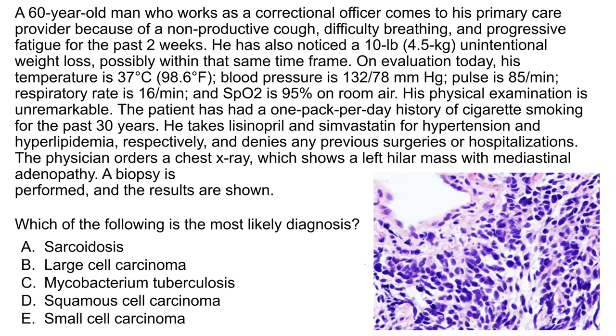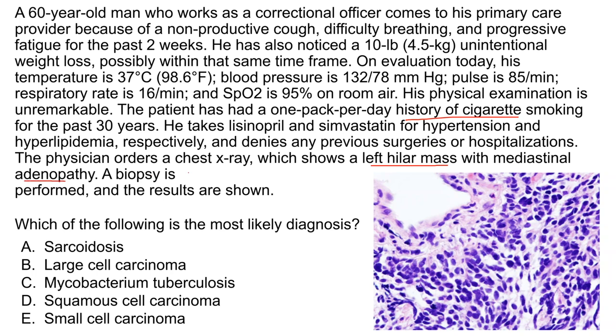So if you read through the question itself, we have our 60-year-old guy. He's coming in with this non-productive cough, the difficulty breathing, progressive fatigue, some weight loss. Vital signs and physical exam are pretty normal. He's got a smoking history. And then we have the chest X-ray, which shows the left pyloric mass and some mediastinal lymphadenopathy. So if we have that kind of stem, what would that potentially apply to?